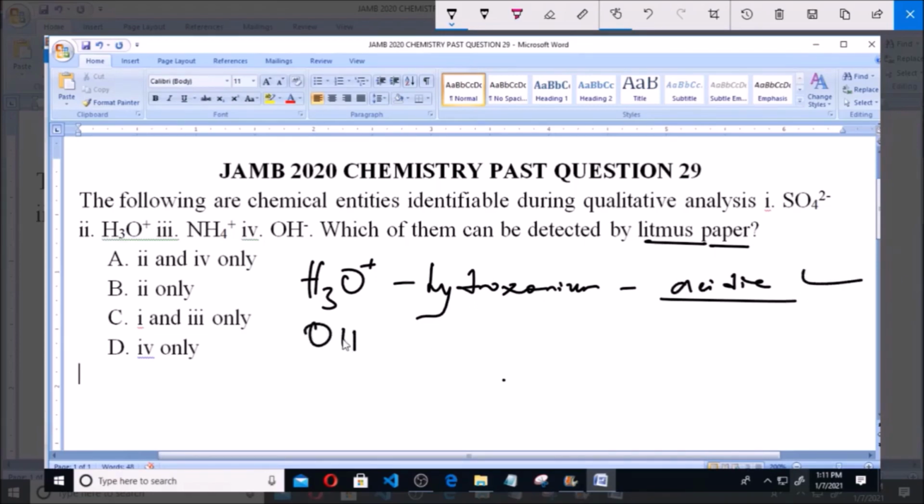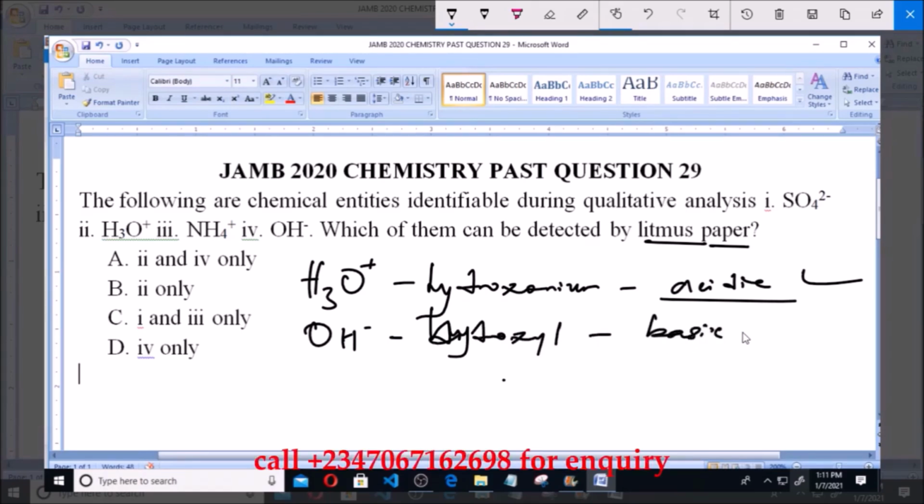Also, OH minus, known as hydroxyl ion, is a basic ion because if allowed to dissolve in water will form an alkali, and so therefore can be detected by litmus paper because it turns red litmus paper blue. But the sulfate ion and the ammonium ion cannot be detected by litmus paper. So the answer to this question is actually option A, II and IV only.